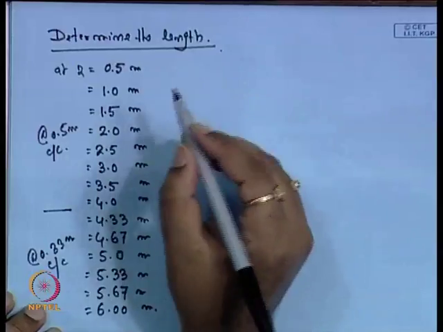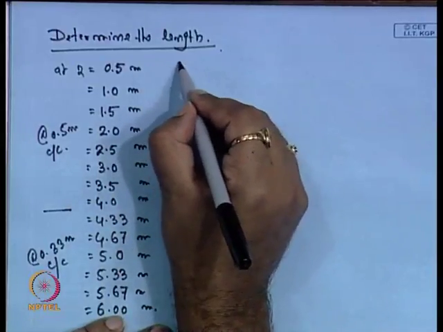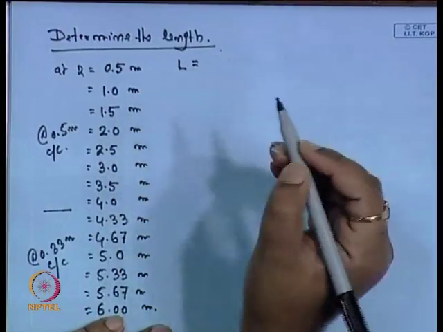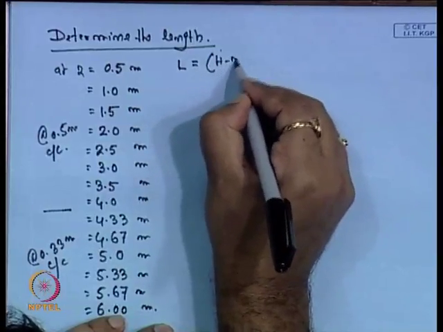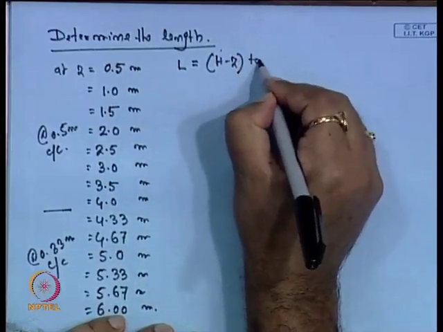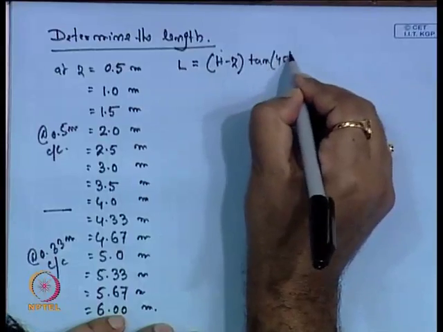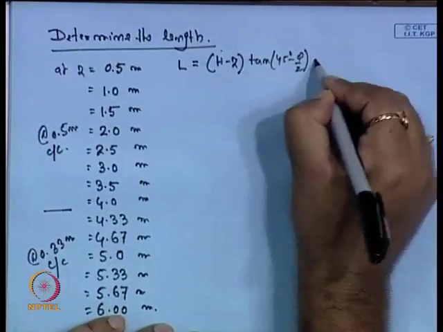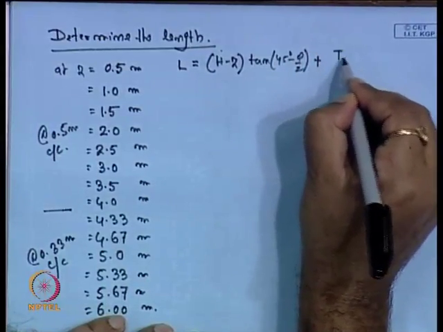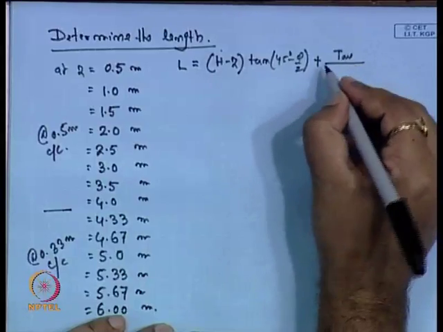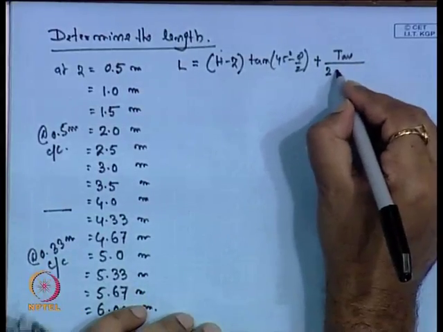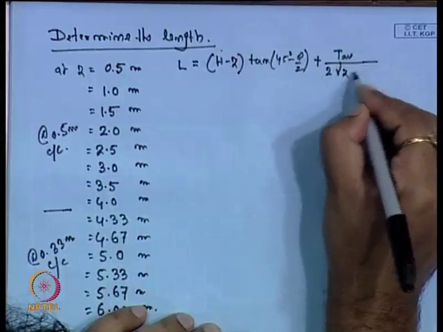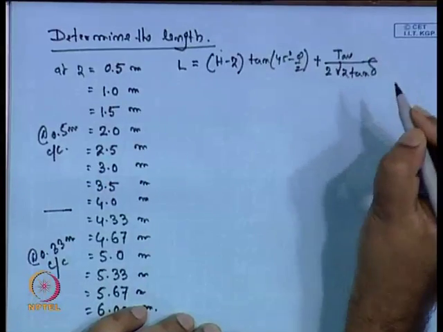Now, at every depth you have to calculate the length. So, if I consider the first layer length, so that is H minus z into tan(45 degree minus phi by 2), then plus T allowable divided by 2 as c is 0. So, this is gamma into z into tan delta.